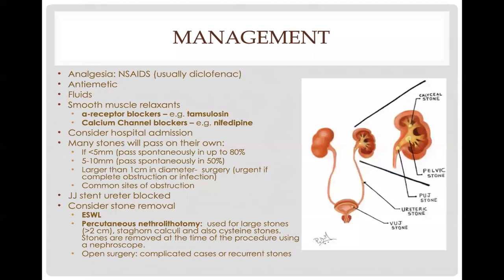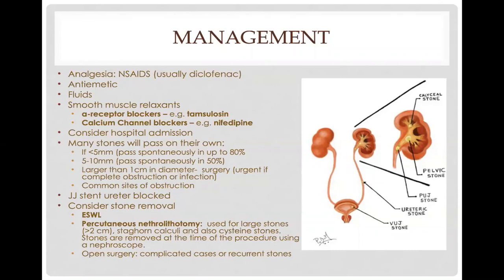So what is the management of renal stones? So in the first instance, analgesia, so NSAIDs are particularly useful, particularly IM diclofenac or PR diclofenac, especially as the patient is likely to be nauseous and maybe vomiting. So it might not be appropriate to give them oral analgesia in the first instance. Antiemetics are therefore very important. Fluids, also smooth muscle relaxants. So you've got your alpha receptor blockers such as tamsulosin, and then you've got your calcium channel blockers such as nifedipine. And this can help with the passage of the stone.